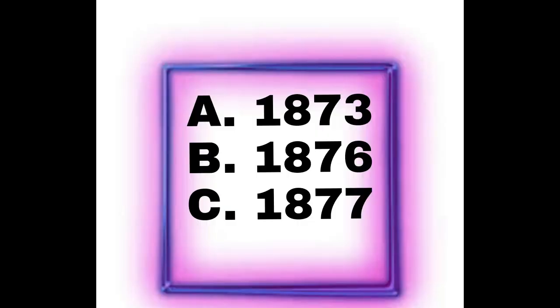Guess that year. In what year was Yellowstone Park made a national park? I'll wait. Is it 1873? Is it 1876? Or is it 1877? If you said 1877, you guys are right. Yellowstone Park was made a national park in 1877. All right, so let's move on to Did you know?